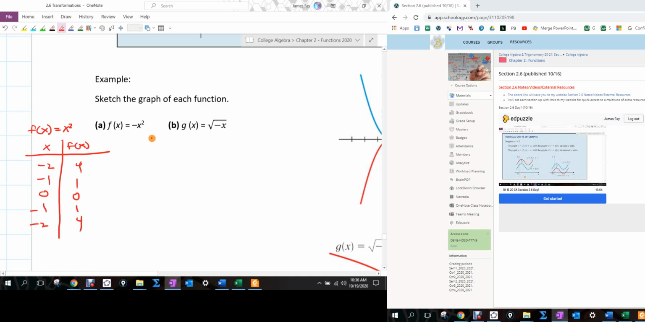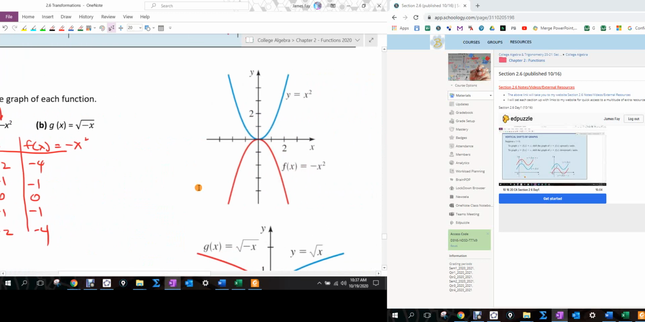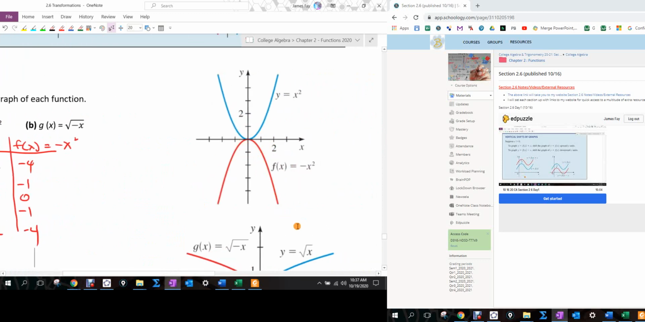Okay. Now, if I wanted f of x to be the opposite of x squared, well, I'm going to have negative 4, negative 1, 0, negative 1, negative 4. And the rule says if it's a negative out in front like this, the only thing that changes is the y value gets negated. Does that make sense? So I take my original function and my y values get negated. And now those are the ordered pairs over here for the opposite of x squared. Is that okay with everybody?